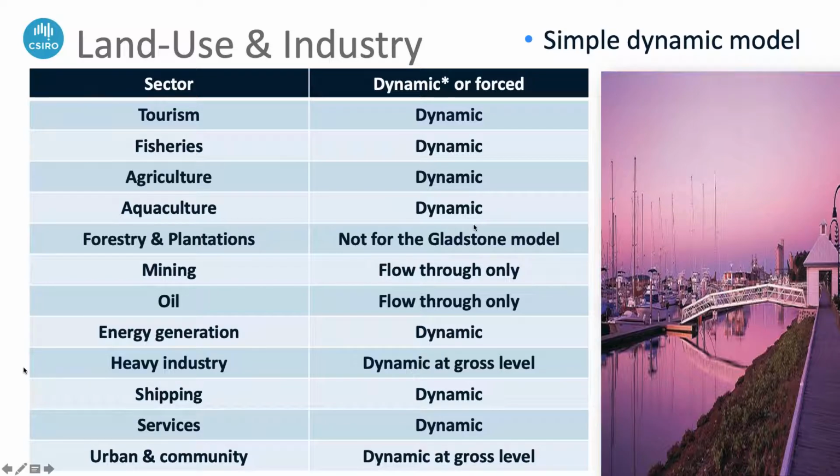It's done in a fairly simple representation. So this is an example for Gladstone Harbour, which is the main place it's been used so far. You have simple dynamic representations for some of the key factors. For other things, you've just got the economic flow through represented, and while we have the potential for things like forests, we haven't actually really used them as yet. But as you can see, simple dynamic models are available for pretty much all those industries.